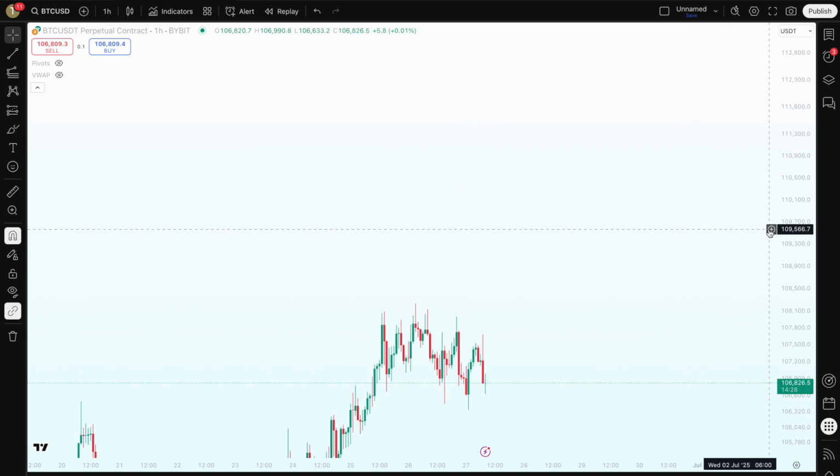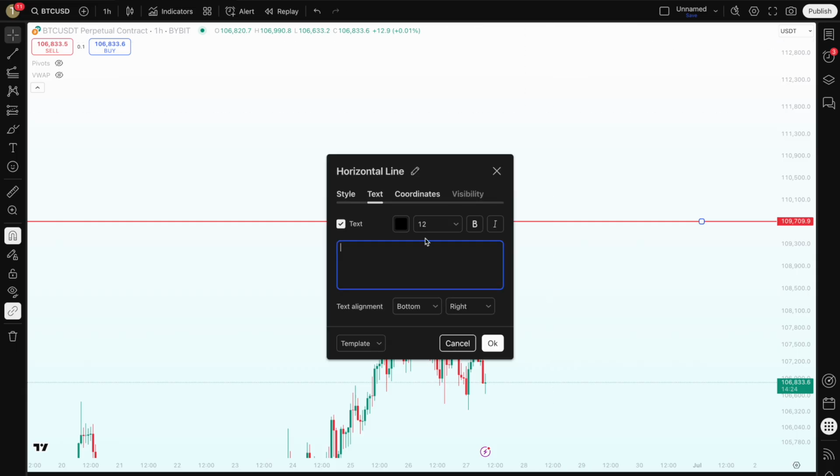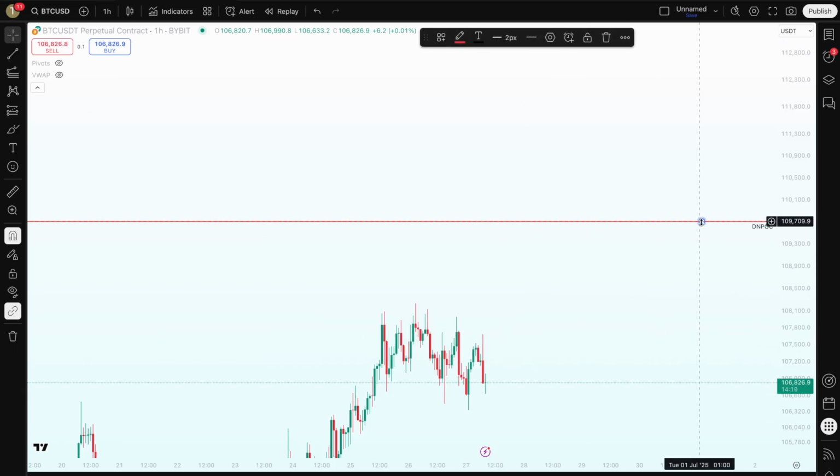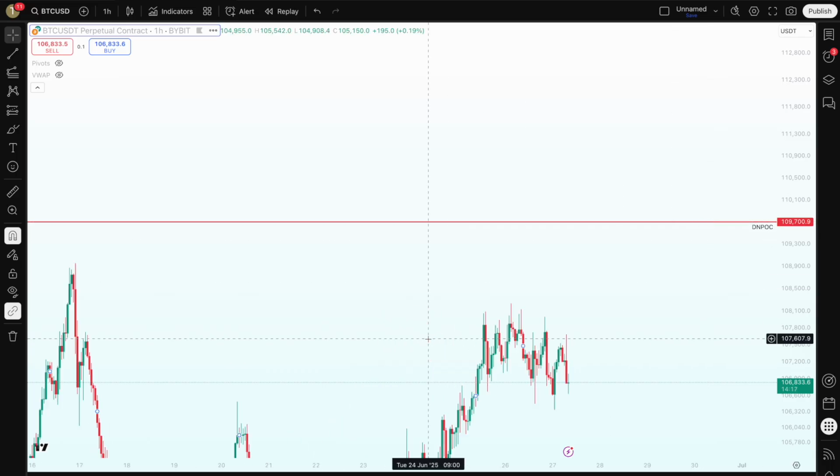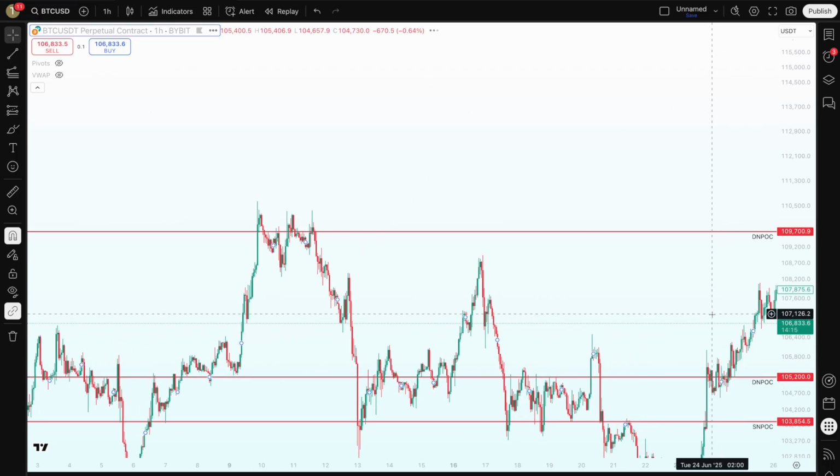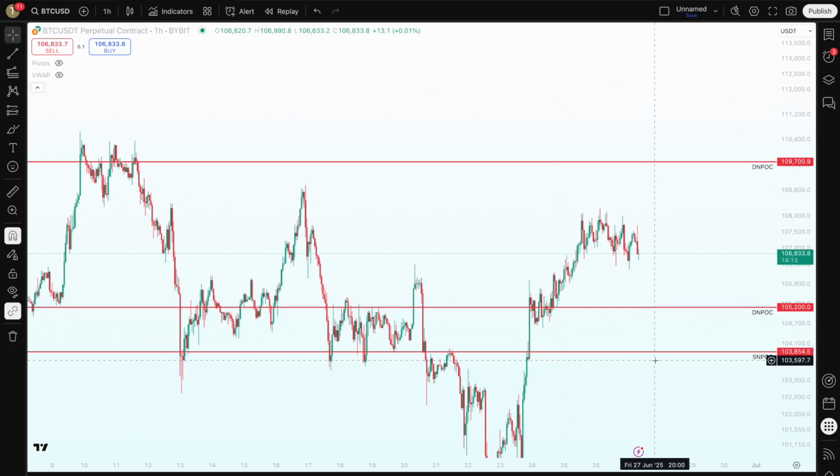So what I'm going to do is go to my chart and mark that level, realizing that it's not as strong as the other two. Even though it has the same volume as the other one, the chances of this level being used by traders as much as these two are low, simply because this will not show up on a lot of people's charts.